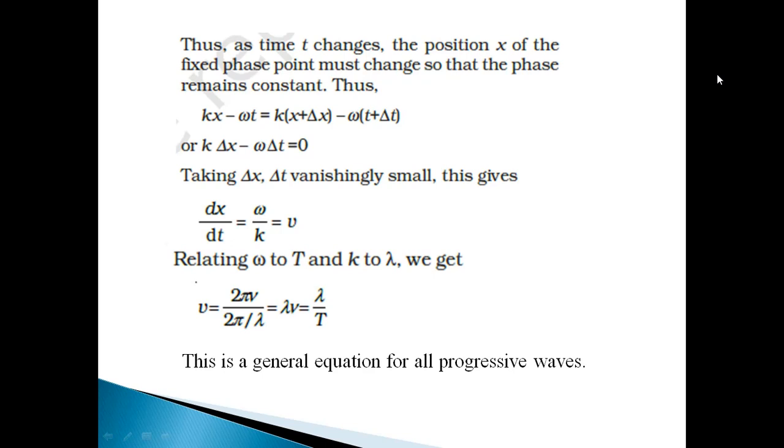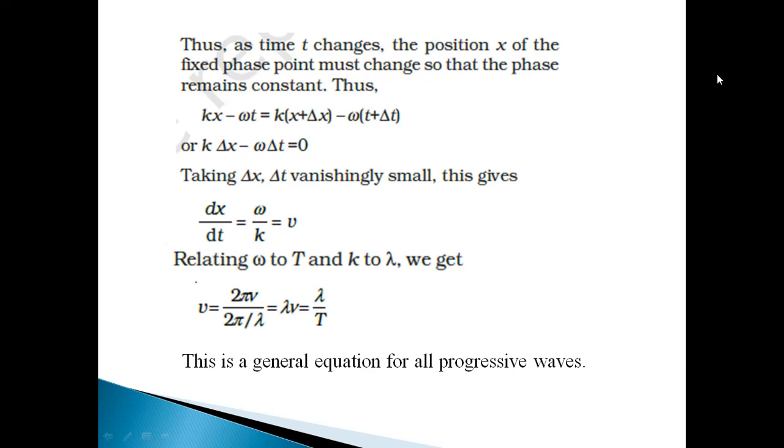So let us see. The first expression is kx minus omega t. So when the wave started, its phase was kx minus omega t. After a time interval delta t, the phase becomes k into (x plus delta x) minus omega into (t plus delta t). But we have to keep the extra part, that is k into delta x minus omega into delta t, equal to 0. Otherwise the phase will change and the waveform pattern also will vary.